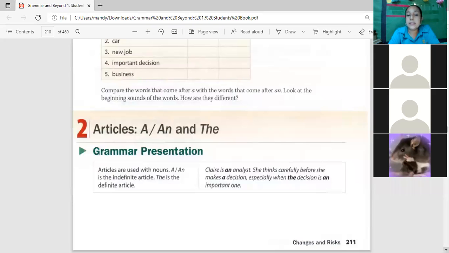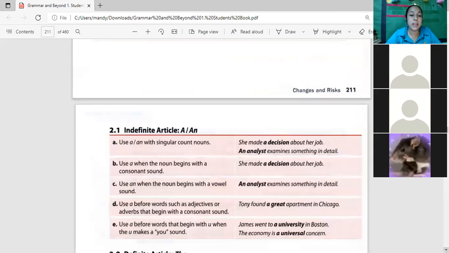Articles are a, an, and the. This one is the grammar presentation, and we call a and an indefinite articles. So we call these three articles indefinite articles. For example, Claire is an analyst. She thinks carefully before she makes a decision, especially when that decision is an important one. Remember these articles, a and an, we can name indefinite articles. But the is the definite article. So now let's check the usage.